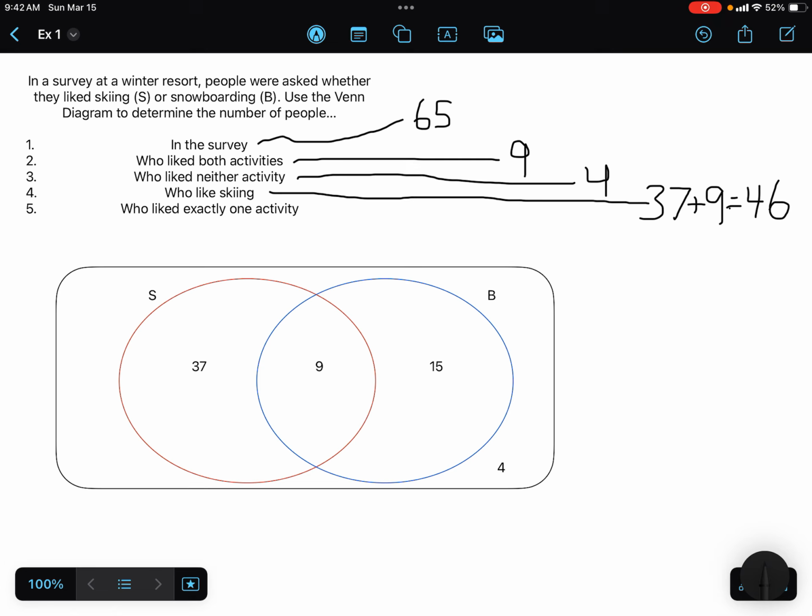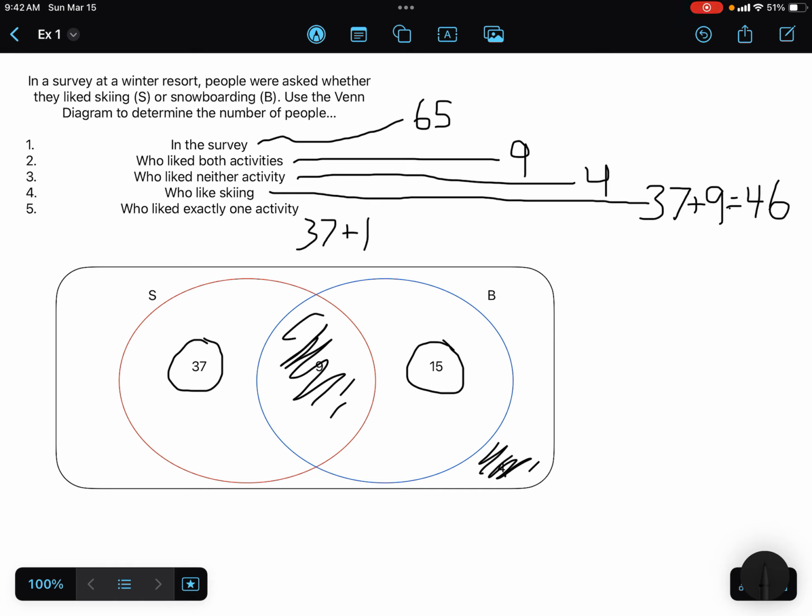And then finally, who liked exactly one activity? That tells us not both activities, so we're not going to count this one. And of course, we're not going to count the people who don't like any activities. We're only going to count the people who only like skiing or only like snowboarding. So again, doing a little math, 37 plus 15 is 52. So there are 52 people who like exactly one activity. So that's how we read a simple 2-condition Venn diagram.